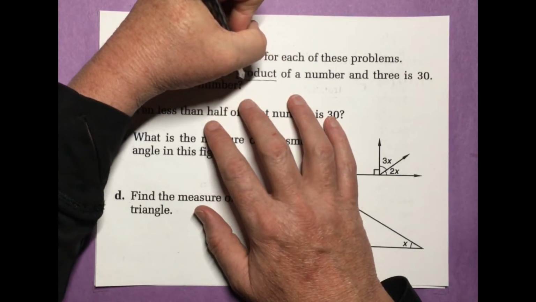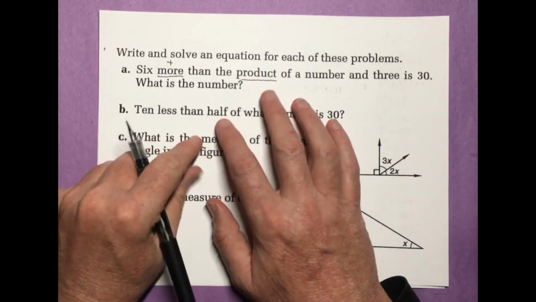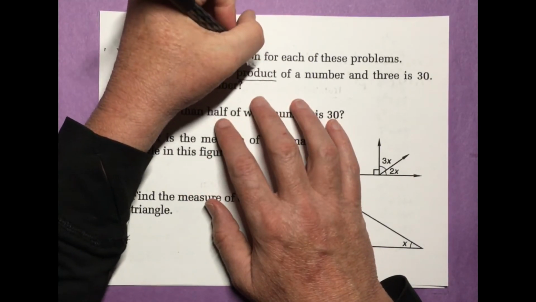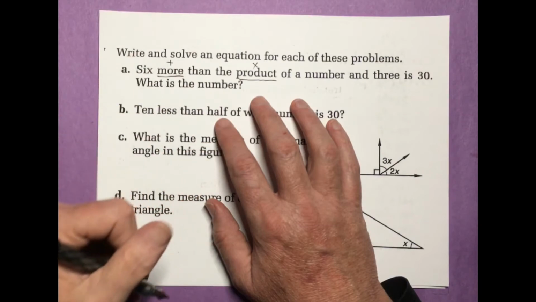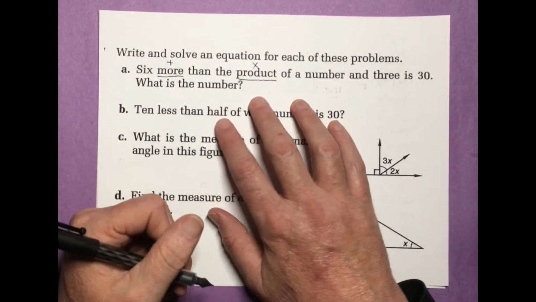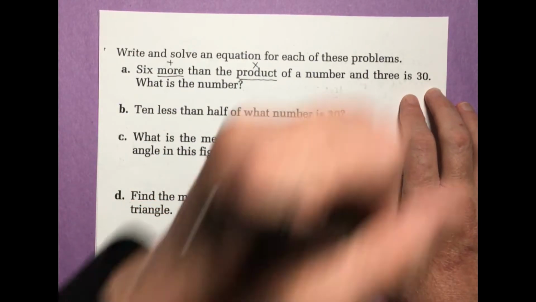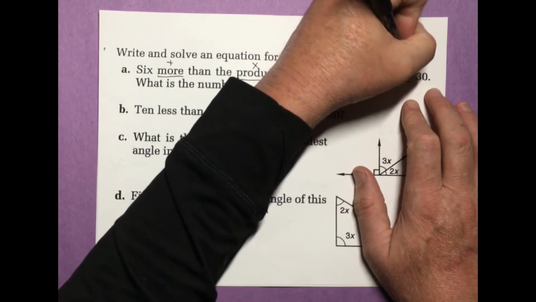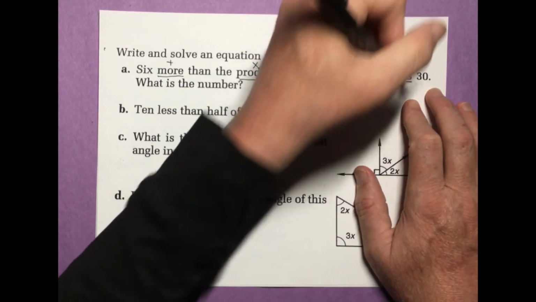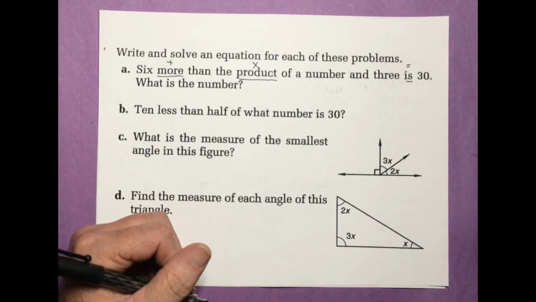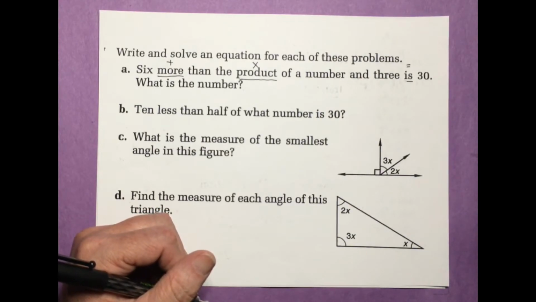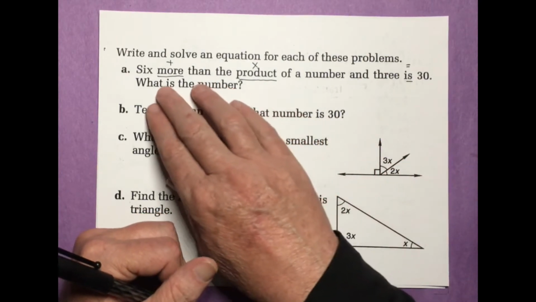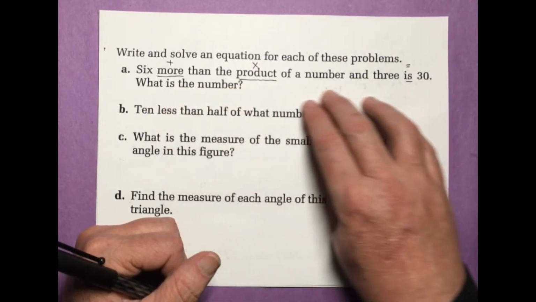Product. We know that 2 factors multiplied make a product, so this is some type of multiplication going on. Okay? And the word is, well, that's an equal sign. Something is, something equals, something is. 2 plus 2 is 4. So there's some things we can look out for.